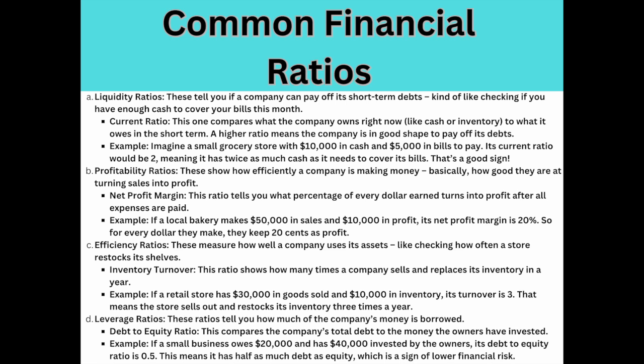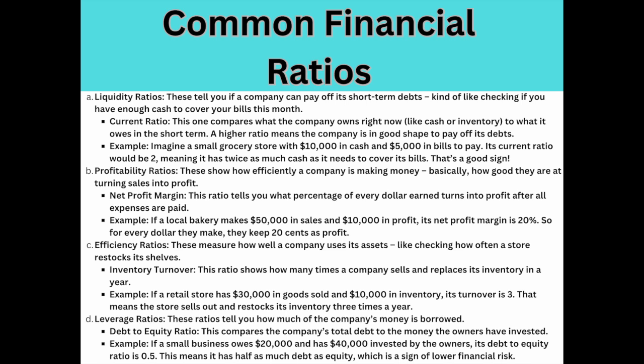For example, imagine a small grocery store with $10,000 in cash and $5,000 in bills to pay. Its current ratio would be 2, meaning it has twice as much as it needs to cover its bills. That's a good sign.